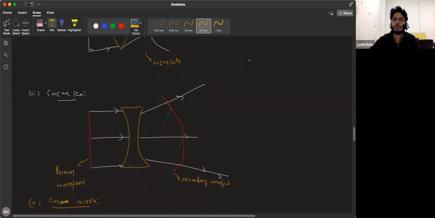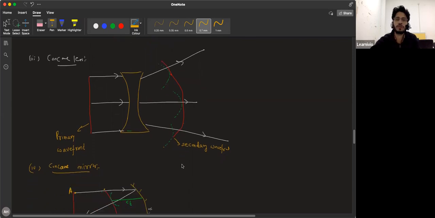The next is the concave mirror. What does a concave mirror do? Is a concave mirror converging or diverging? Converging. A concave mirror is converging. It's the concave lens which is diverging.